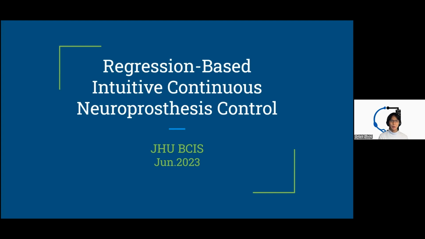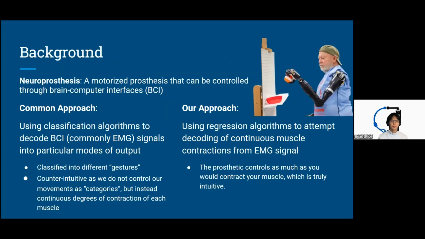In this presentation, we would like to show what we have achieved with our project, which is titled Regression-Based Intuitive Continuous Neural Process Control. Our product aims to achieve regression-based continuous neural process control.